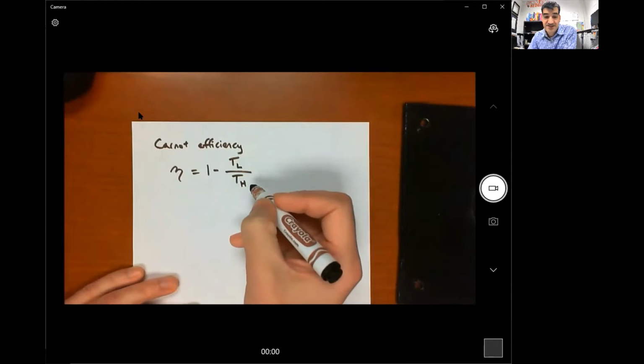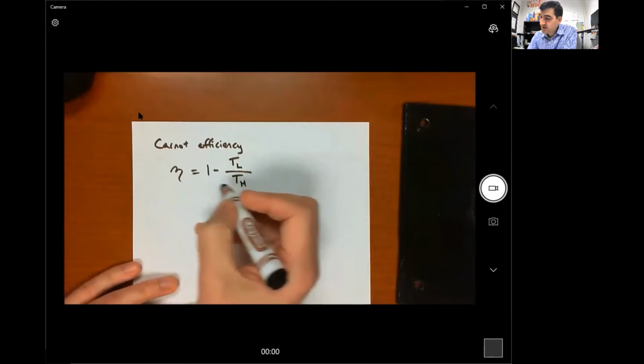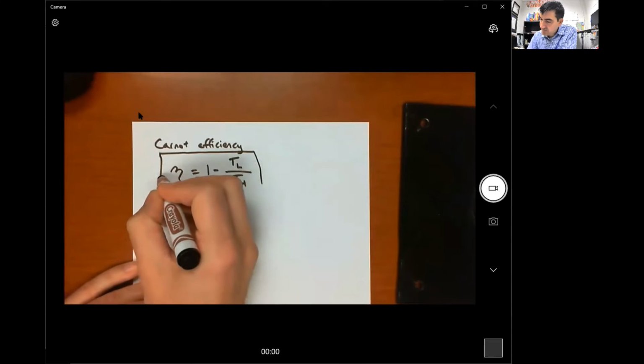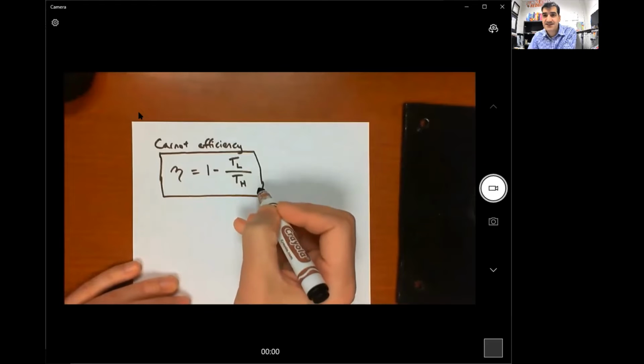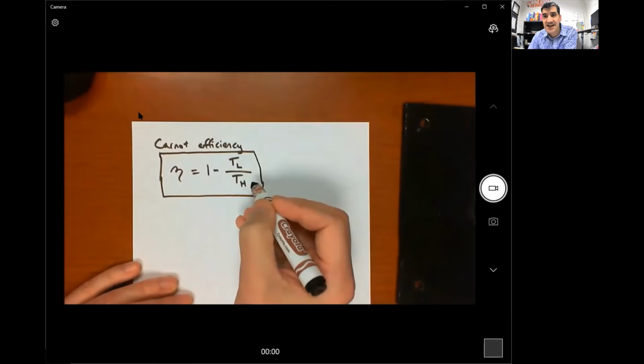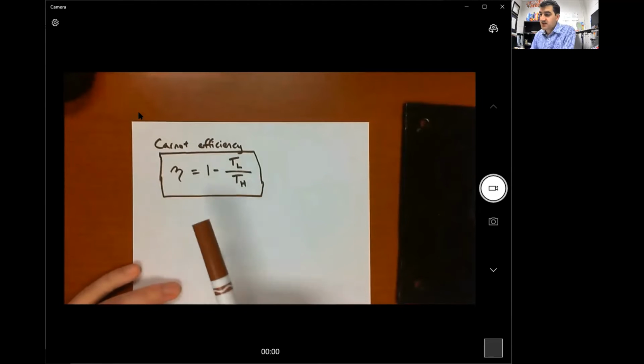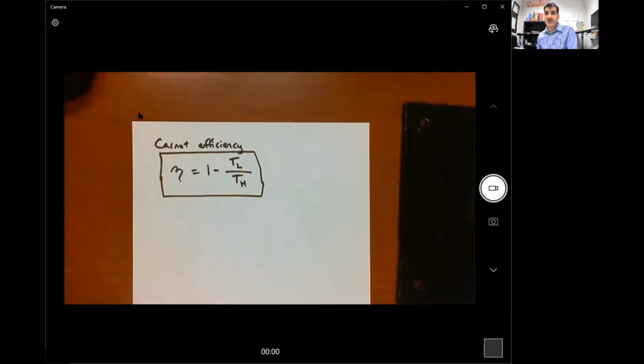And this is a pretty simple equation that we have for the upper limit on efficiency, kind of like the Betz limit for wind turbines. It's kind of analogous. The Betz limit is an upper limit on the efficiency of a wind turbine, just like the Carnot efficiency is an upper limit on the efficiency of a steam cycle. You will never ever find a steam cycle that exceeds the Carnot efficiency.